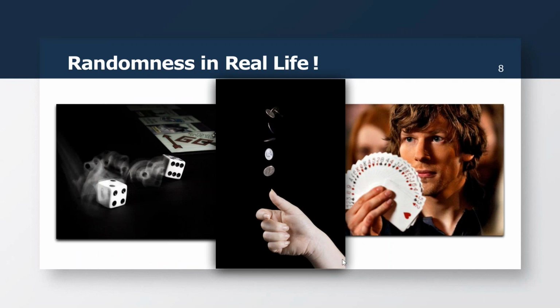So a few examples of randomness in real life are dice, coin toss, and cards, right? I've taken these three because you'll always find them in any stats book as standard examples, because everyone can relate to them. So we'll also be doing a few of these examples.